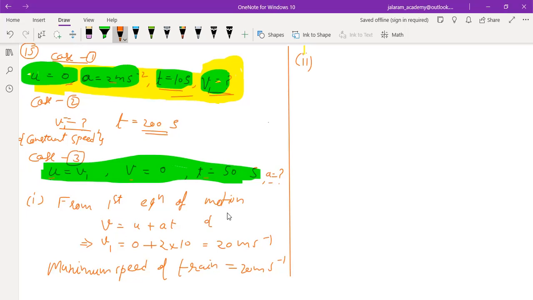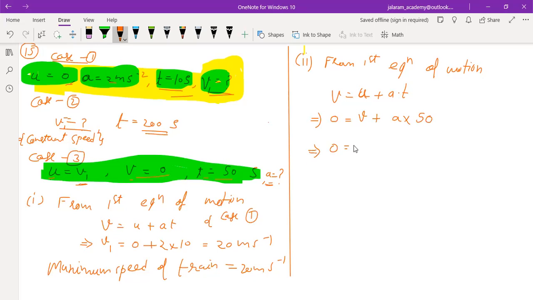In this we mention that we are using case 1, and in second part retardation is asked in last 50 seconds, so we are using case 3. And again from first equation of motion, v equals u plus at. It implies v is 0 and u, initial velocity, is equal to v1, plus a is unknown, time is 50 seconds.